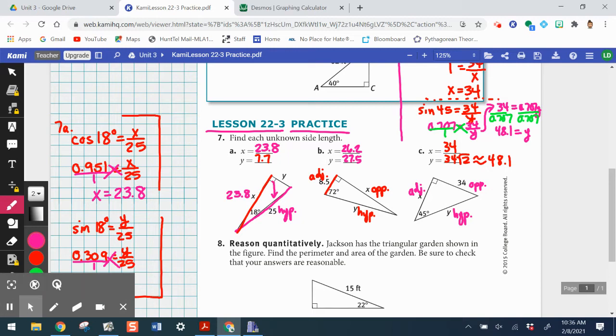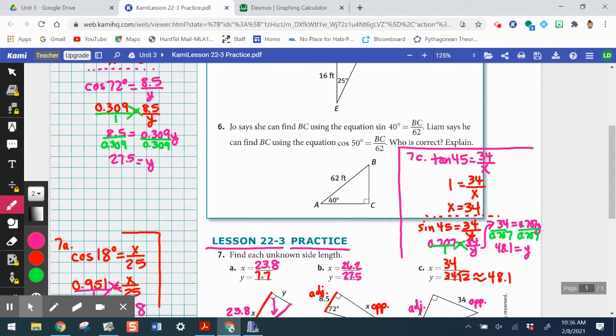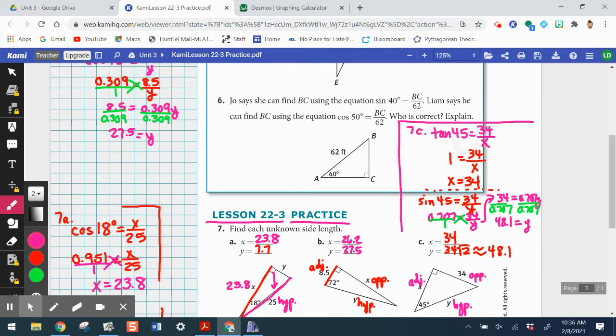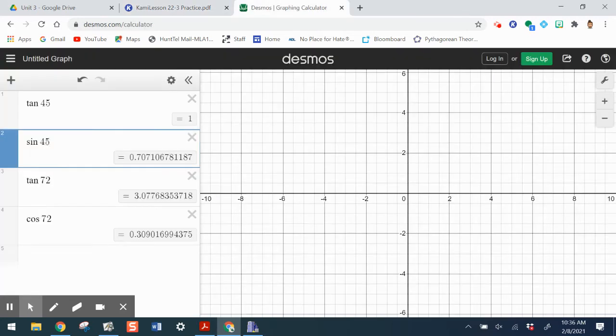So again, I thought, I have the opposite. X, what I'm looking for, is the adjacent side. Why not use the tangent? The tangent function compares the opposite side to the adjacent. So I started this equation. The tangent of 45 is equal to 34, the opposite side I was given, over x. And when I went to put it in the calculator, this is where the realization came to me. The tangent of 45 is 1.